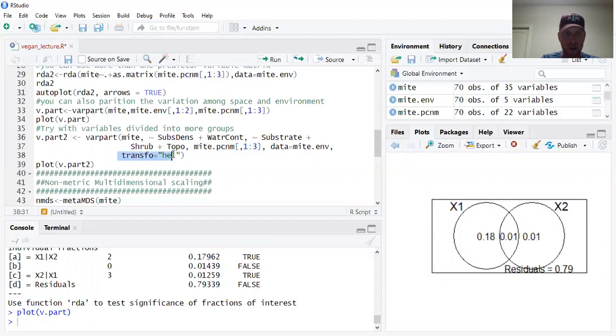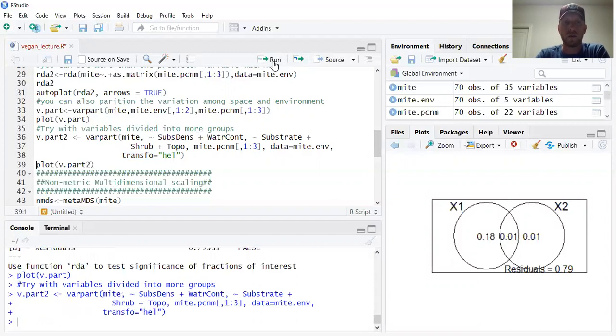Notice here that we've got this transfo equals hellinger. This is for transforming the community data. The issue with using raw count data is that sometimes very abundant taxa or very rare taxa can have a large influence on your ordination. And this Hellinger transformation is a way of downweighting the effect of really abundant taxa on your ordination. There are other transformations out there, like log transformation, for example. If you do question mark varpart, there's an explanation of all of the transformations that are out there. But in ecology, it's pretty common when you have abundance data to use this Hellinger transformation.